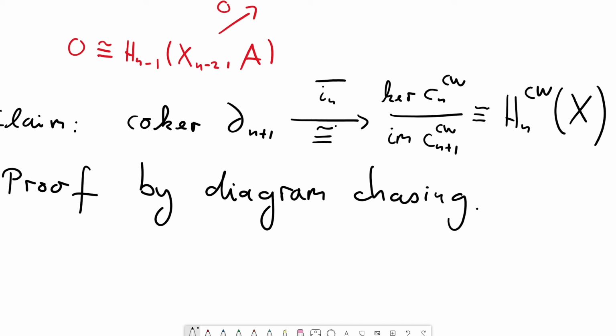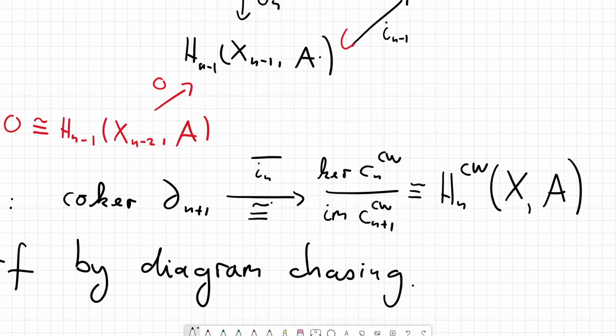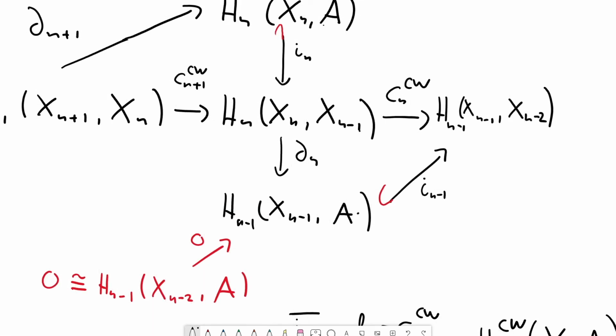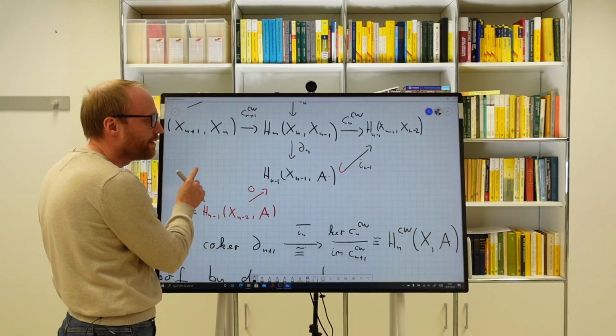By the way, I shouldn't have written x here. I should have written x comma A here. Yeah. Sorry about that. Because it's our relative cellular chain complex here, of which it was the homology. So I should put the A in the notation.